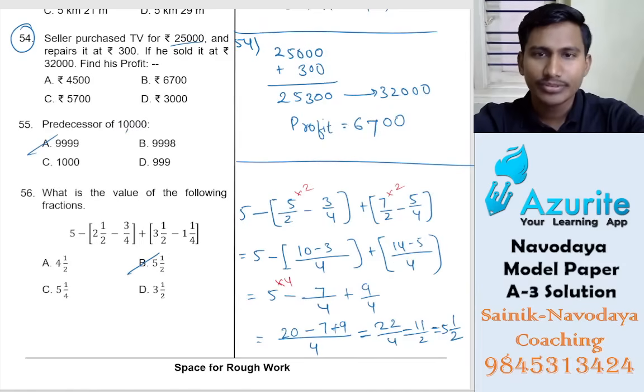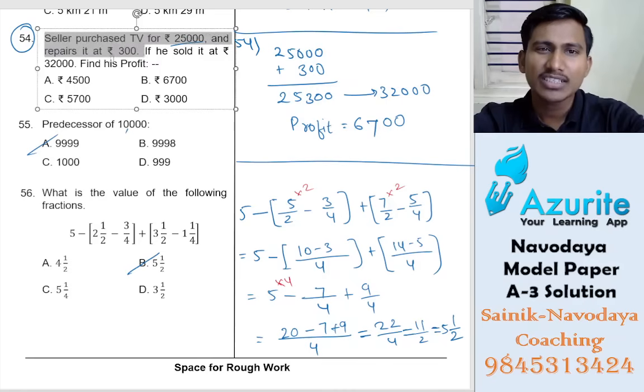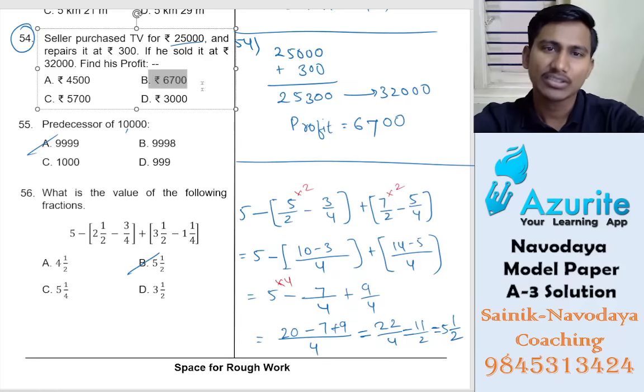So now let's go to question 54. So see here, what is question 54? A seller purchases a TV for 25,000 and repairs it for 300. If he sold it at 32,000, what is his profit? So here the question is wrong. Okay, so it should be 6,700. You change it to 6,700, option B. Okay, change option B to 6,700.